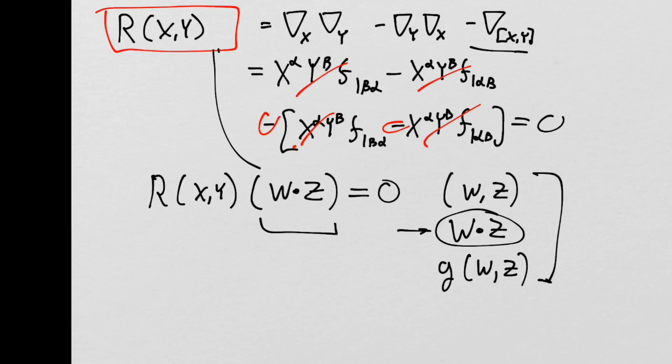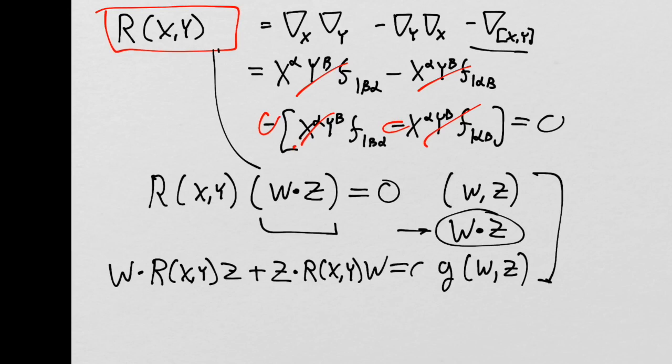But it's a differential operation, right? It's got these covariant derivatives. And it will always obey the Leibniz rule. And this is a product that is fair to apply the Leibniz rule on. So I can now write this as w dot R(x,y) operating on z, plus z dot R(x,y) operating on w, equals 0. And that's always going to be true for any vectors w and z and vectors x and y.